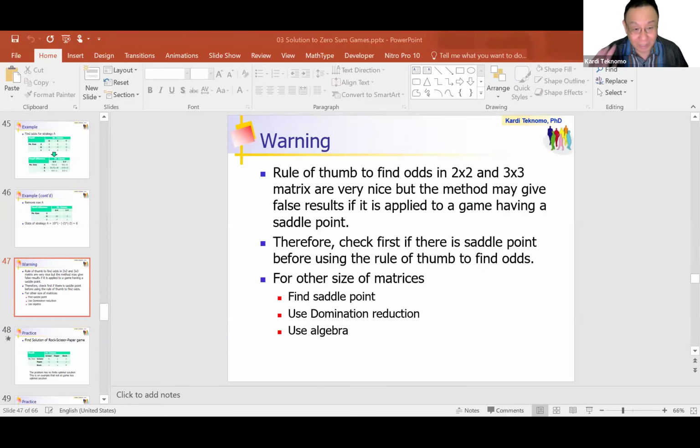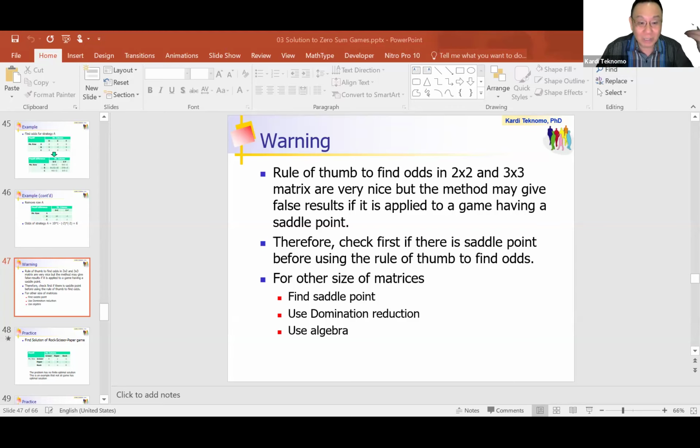You want to practice? Okay. So again, I give you a warning. This is just a rule of thumb, only for 2 by 2 and 3 by 3. Very nice method. Very fast. But be careful. It will give you a false result if the game actually has a saddle point. So be careful. I give you a warning already. That means you need to check if there is a saddle point. If there is a saddle point, don't use this rule of thumb.